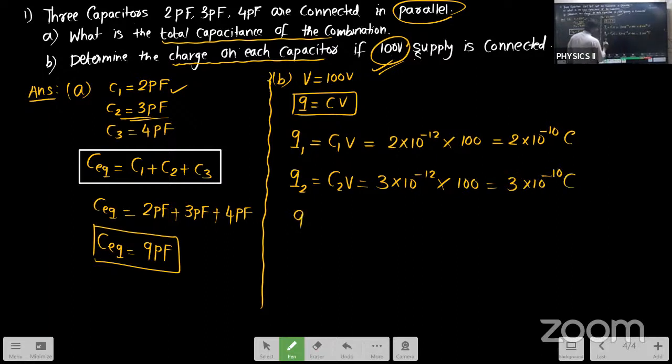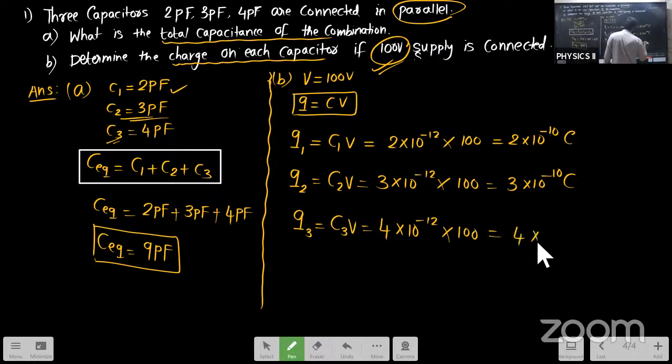Finally, the charge flowing through the third capacitor is given as C3 into V. What is the capacitance of the C3 capacitor? 4 picofarad. 4 into 10 power minus 12, into how much potential? 100. So what is our final answer? Our final answer will become 4 into 10 power minus 10 coulomb. So this is the end of the first numerical based on capacitance. And here which type of combination is there? Parallel combination is there. I hope you understood this answer.